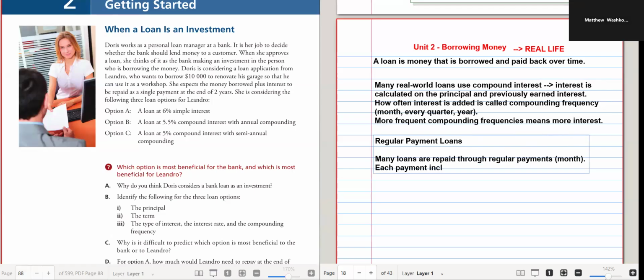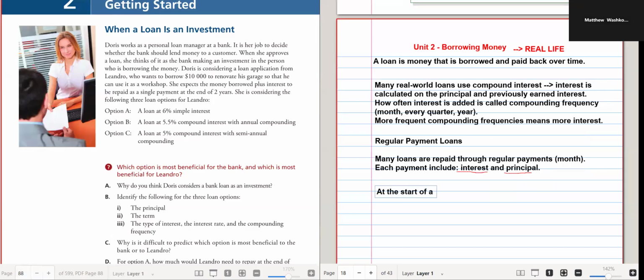Each payment will include interest and principal. Now that sounds simple enough, right? Well, of course, I know that it's interest and principal. Here's where that matters though. Okay?